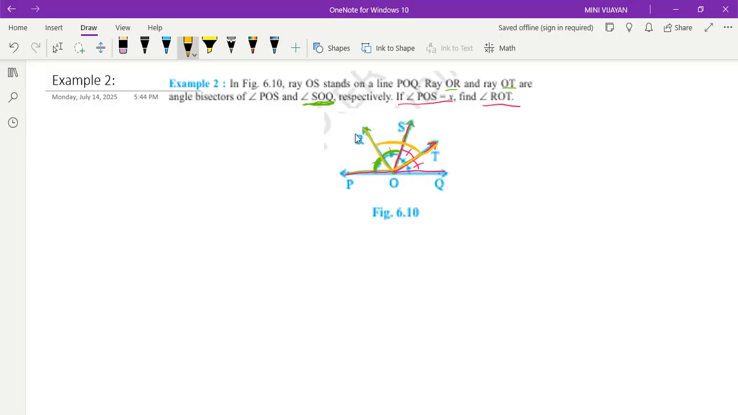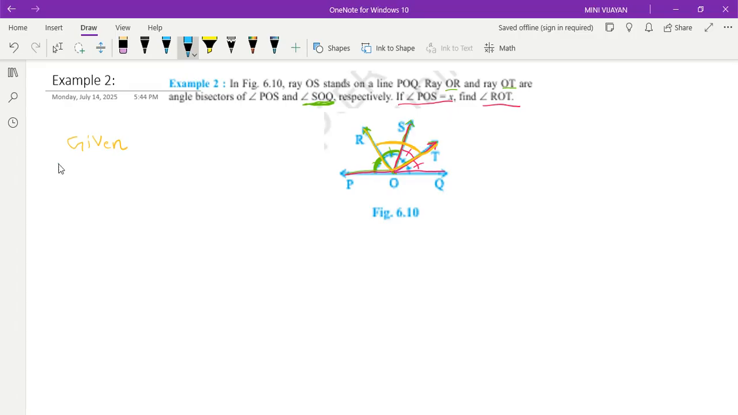So the facts which we identified from the given conditions, we can just write here. Given. Which are given here? I'm just writing the given things here. The first thing which is given, OR is the angle bisector of POS. OR is the angle bisector of POS. That is the first condition given here.